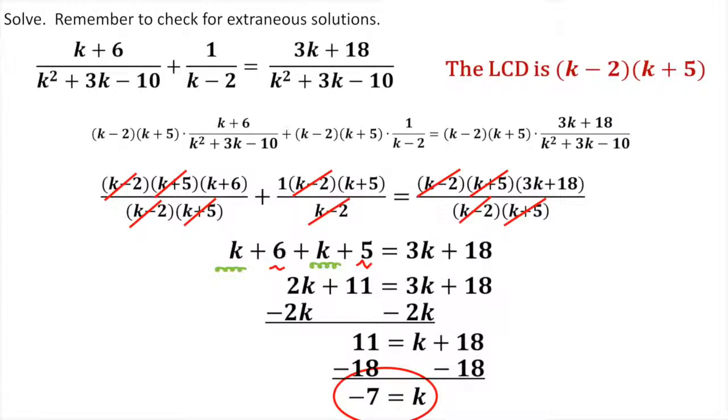Check your answer here. Your answer should have been negative 7. K equals negative 7. Hopefully you're getting the process there. Again, we're multiplying just the numerator, what's on top, by that k plus 5 times k minus 2. And basically all the denominators, all the bottoms, get crossed off here.